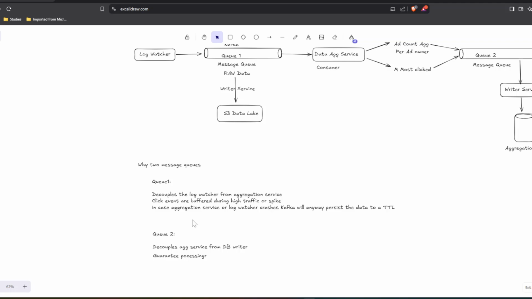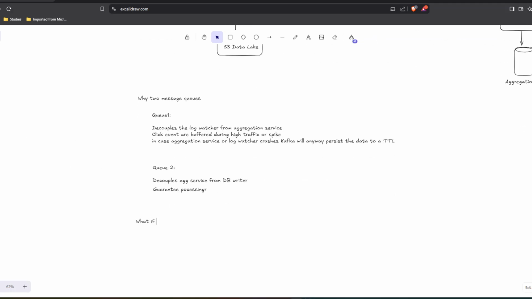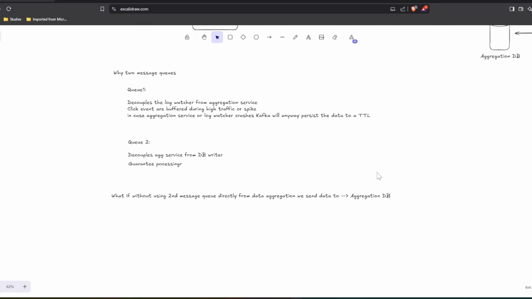So what if, without the second message queue, directly from the data aggregation service, we send data to our aggregation database? What problem will happen? To understand more deeply, the problem we will run into is that the aggregation service processes millions of events per minute. All the data will come, and it will keep on aggregating it. So writing directly to the database at scale can be overwhelming for the database itself. The database might potentially crash or go into downtime.